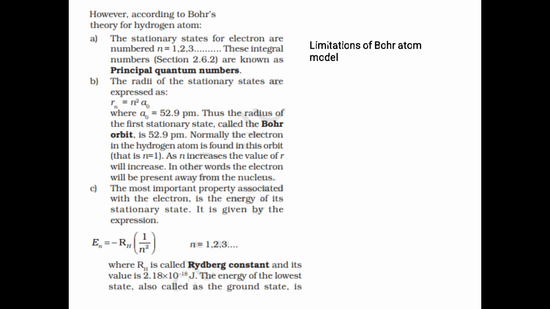The most important property associated with the electron is the energy of the stationary state. It is given by the expression E is equal to minus RH into 1 by n square, where n is equal to 1, 2, 3, and RH is Rydberg's constant. Its value is 2.18 into 10 to the power minus 18 joule.